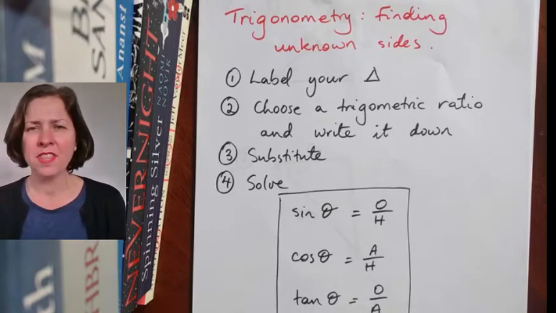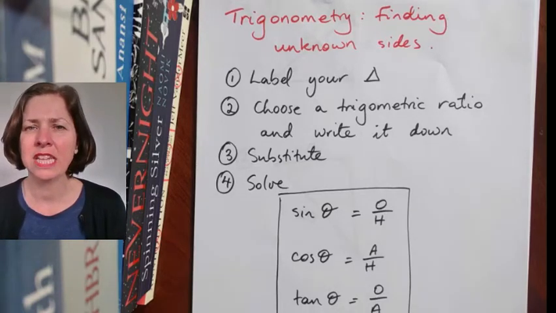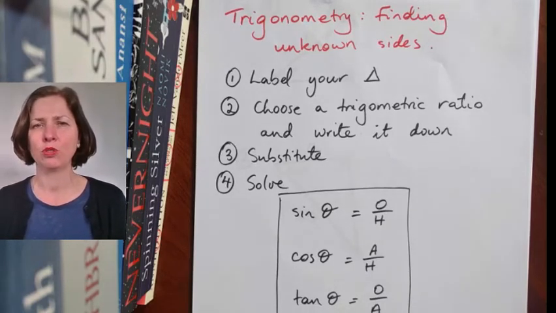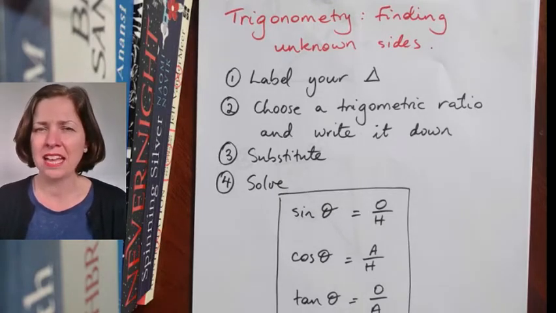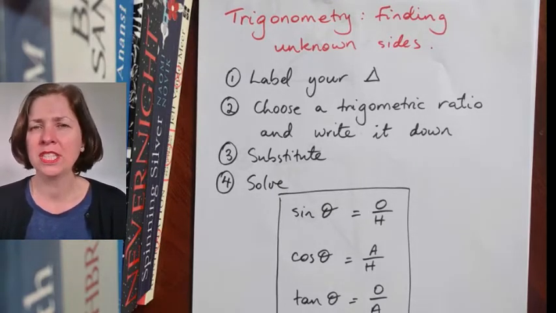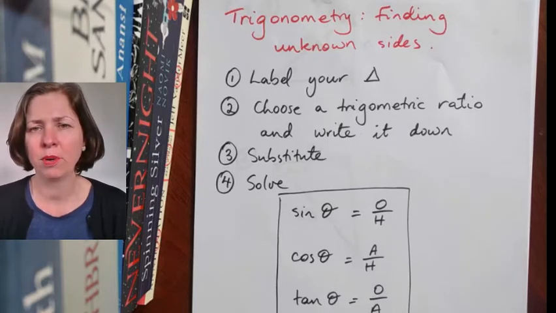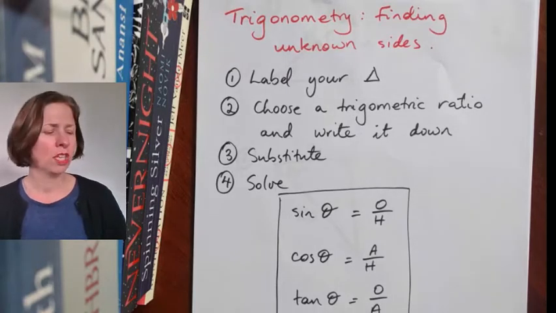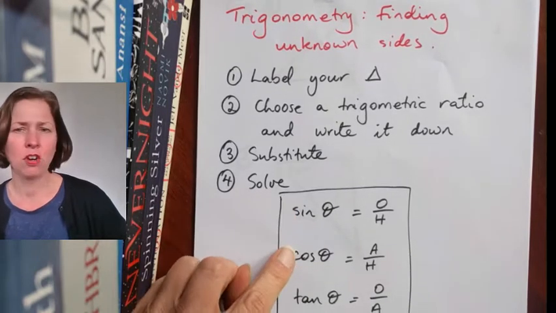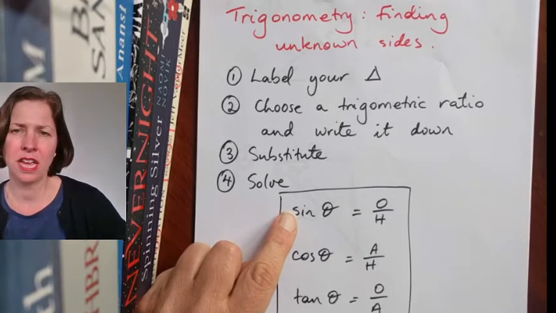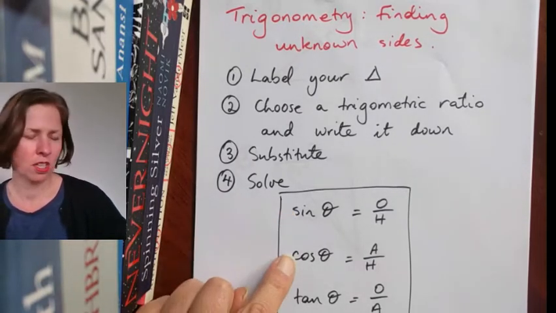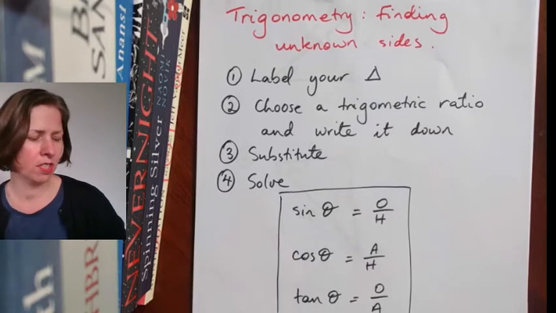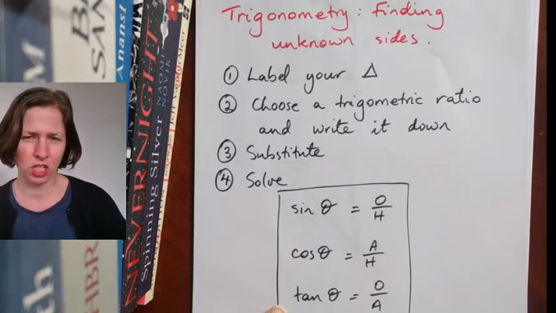So I've given you there on your screen a list of steps. The first step is to label your triangle. We know where the angle is, so we label which is the opposite, the adjacent, and the hypotenuse. Then we choose a trig ratio. So we're going to go through this list. We've got sine theta equals opposite over hypotenuse, cos is adjacent over hypotenuse, and tan is opposite over adjacent.